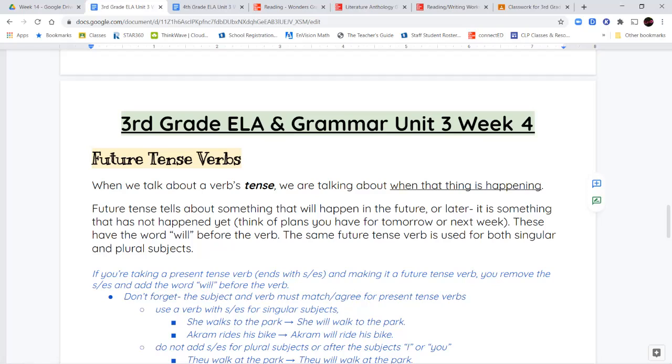Now, the future tense verb is used for both singular and plural subjects. So before, when we had past tense verbs, you would have to change it depending on if your subject was singular or plural, like she had or they have.